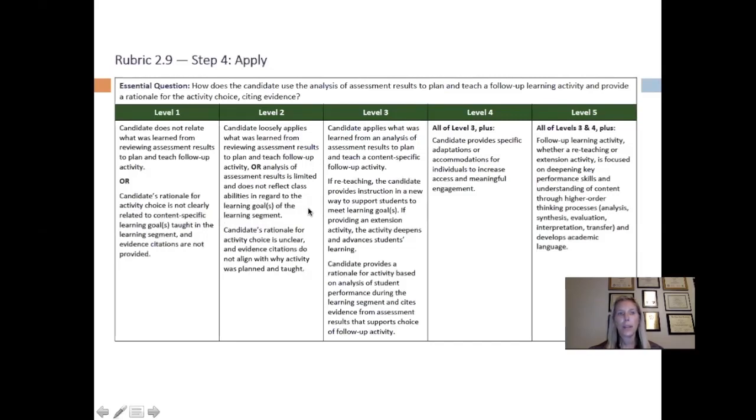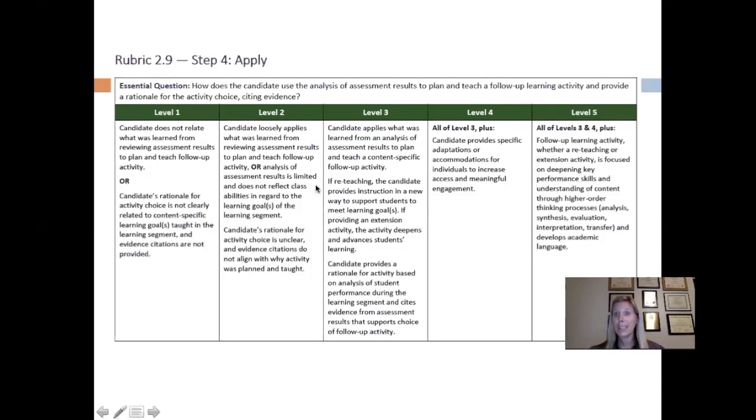So that tells me that either you don't fully think through what you're going to teach and you just say, hey, I'm going to teach what's next. Right? It doesn't fully connect to what students need based on those assessment results. Or you're not providing the best analysis of the assessments in order to have an understanding of why you need to go on to this next lesson. And it says that your rationale for activity choice is unclear. That's more vague. Okay? And evidence citations do not align with why the activity was planned and taught.